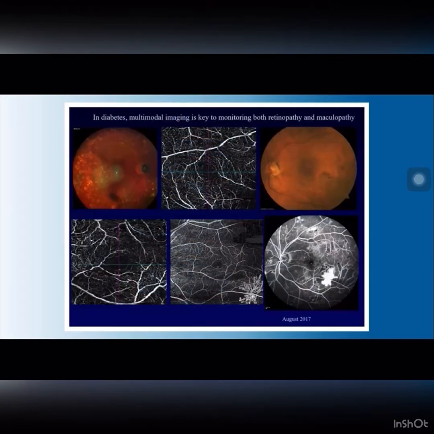In diabetes, it's even more complicated because multimodal imaging is key to monitoring both retinopathy and maculopathy. And patients need color fundus imaging. They might need fluorescein, which is the bottom right corner. And they also might have OCTA images, which is very similar to fluorescein, but does not require intervention. So once the patients have these imaging modalities, all of these need to be evaluated, and these take longer than evaluating just the OCT, for example, for AMD patients.